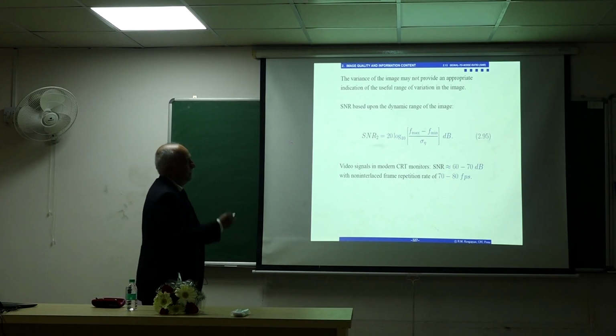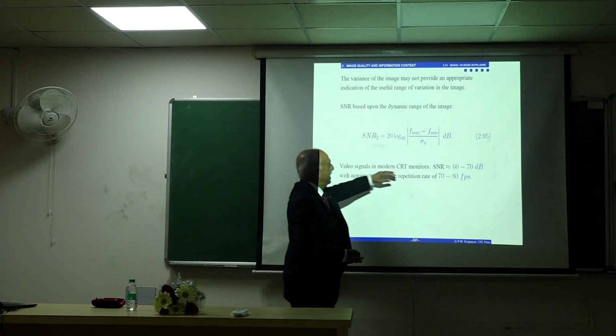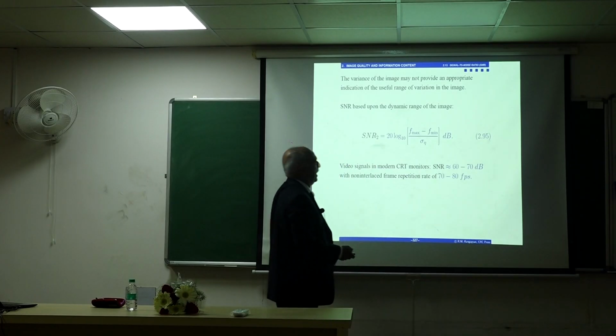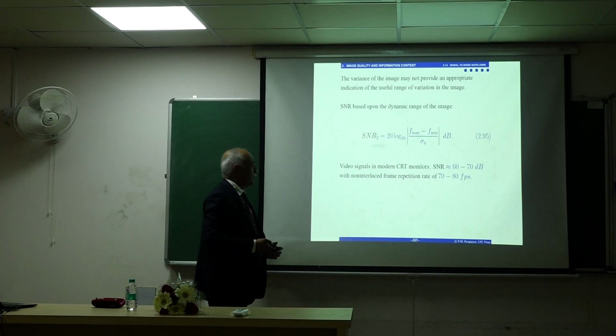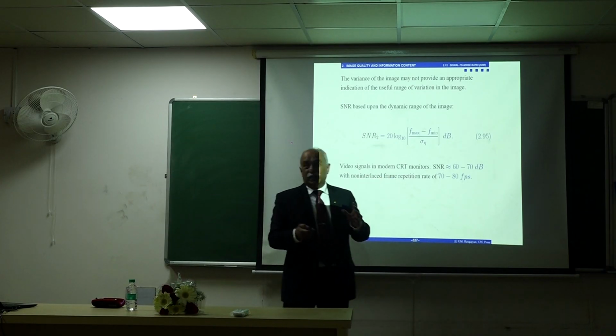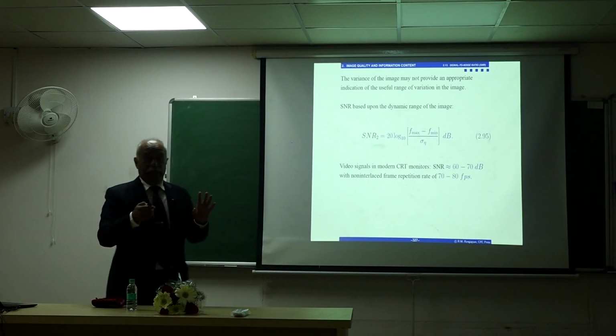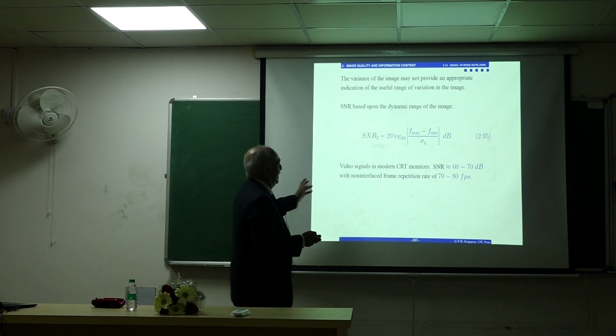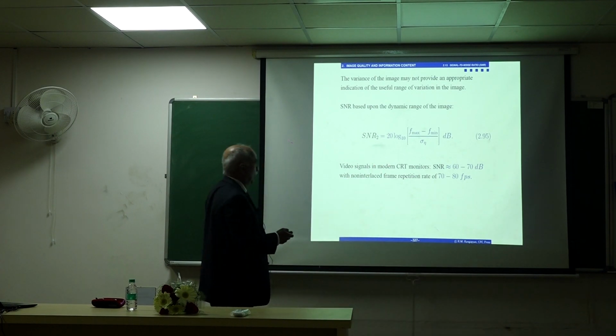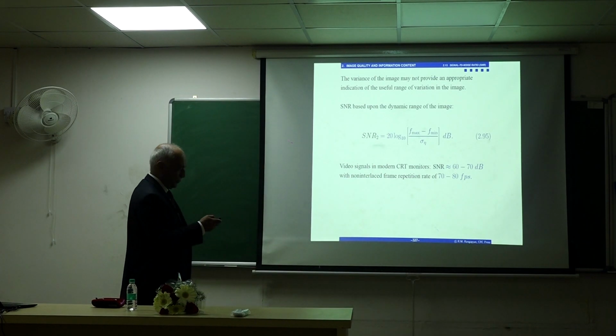Typically, in the days we were doing our research, this was expected to be of the order of 60 to 70 dB. At 40 dB, most researchers were happy. But 60, 70 dB was considered to be a very good signal to noise ratio in image display systems. Again, nowadays that's much better. These numbers may not be relevant at this time.